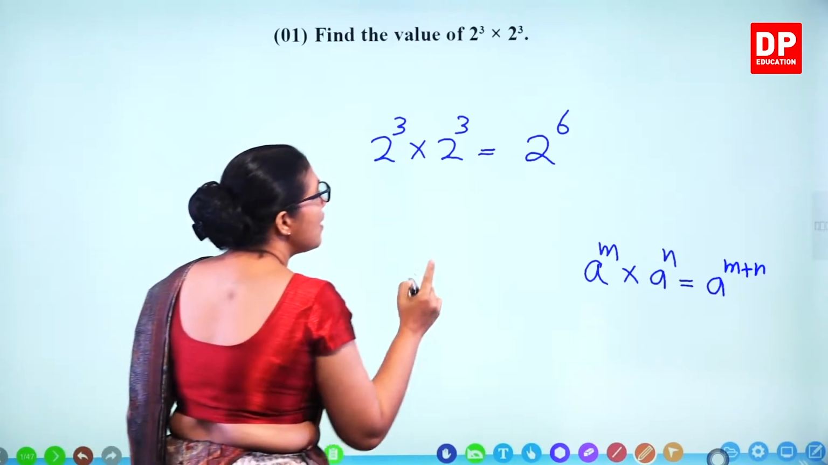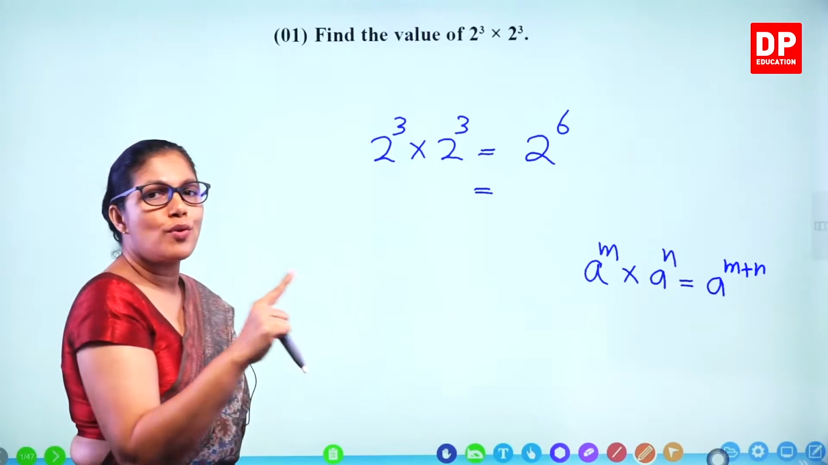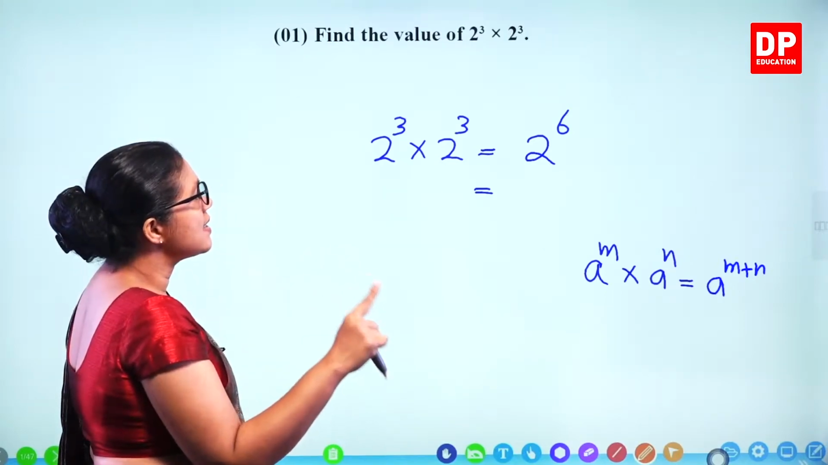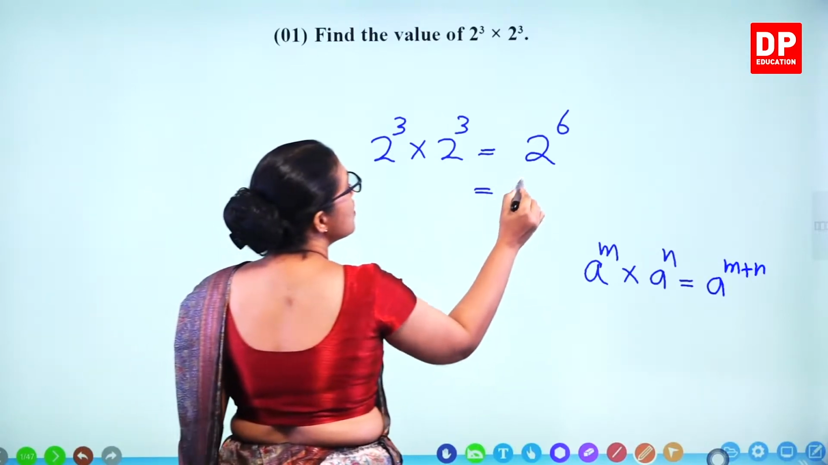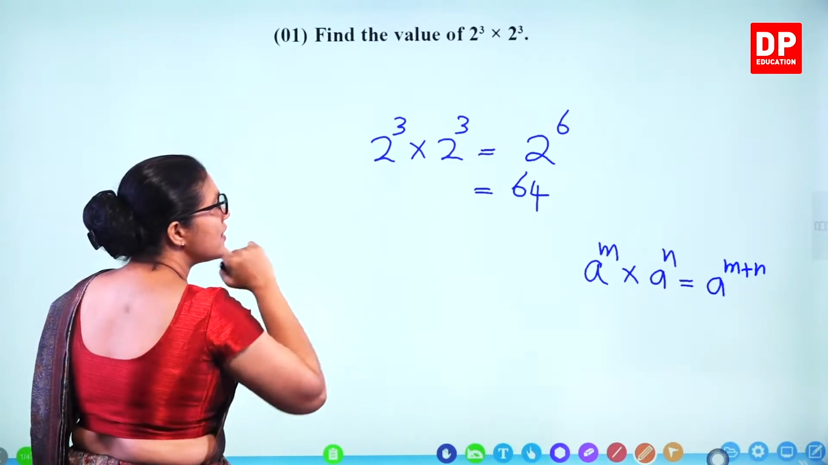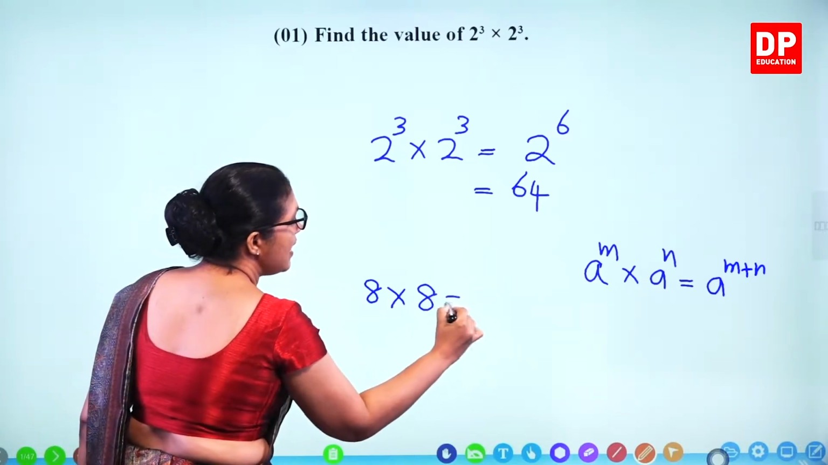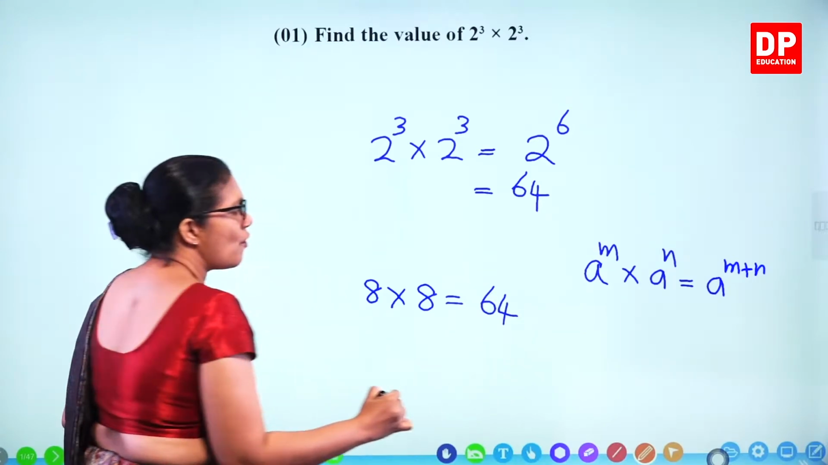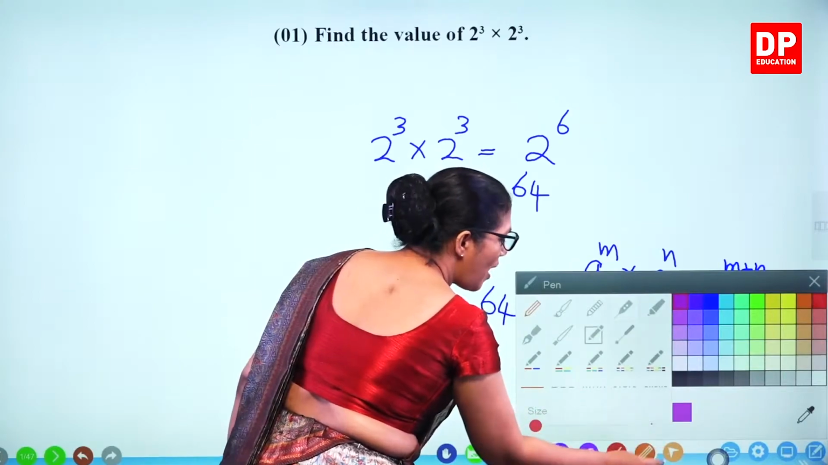You can find out 2 times 2, 4; 4 times 2, 8; 8 times 2, 16; 16 times 2, 32; 32 times 2, 64. Or you can do it separately. 2 to the power 3 is 8, and again 8. 8 times 8 is 64. So the answer is 64. So you get 2 marks for that.